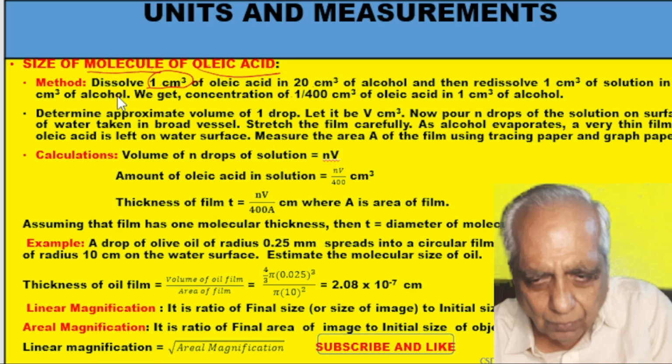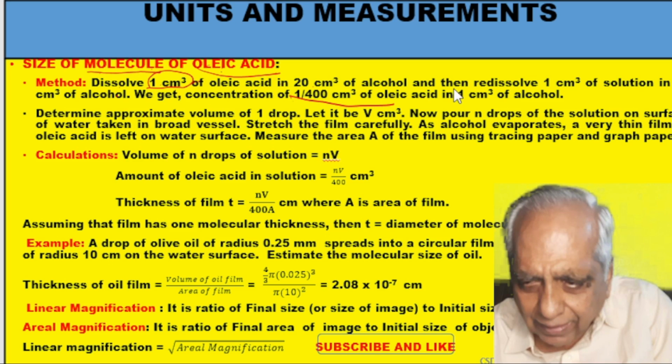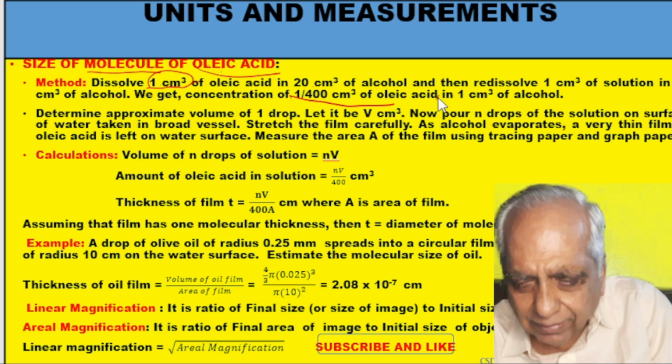So the final alcohol solution will contain 1 upon 400 centimeter cube of oleic acid. When I dissolve 1 centimeter cube of oleic acid in 20 of alcohol, it is 1 upon 20. And again dissolving in 20, it becomes 1 upon 400 centimeter cube of oleic acid in 1 centimeter cube of alcohol. So this is the concentration of my oleic acid in alcohol, 1 upon 400.